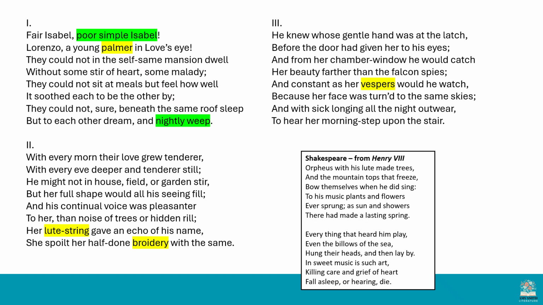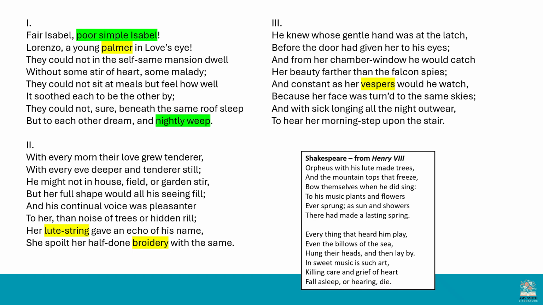In the second stanza then: "With every morn their love grew tenderer, with every eve deeper and tenderer still. He might not in house, field, or garden stir, but her full shape would all his seeing fill, and his continual voice was pleasanter to her than noise of trees or hidden rill. Her lute string gave an echo of his name. She spoiled her half-done broidery the same."